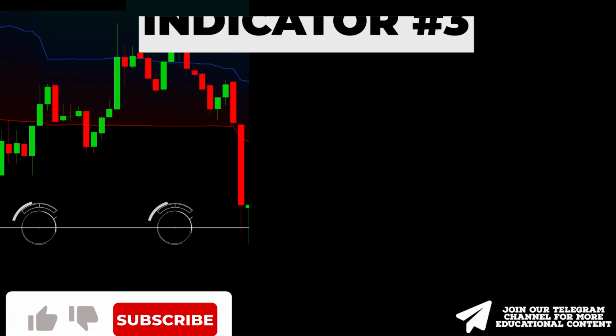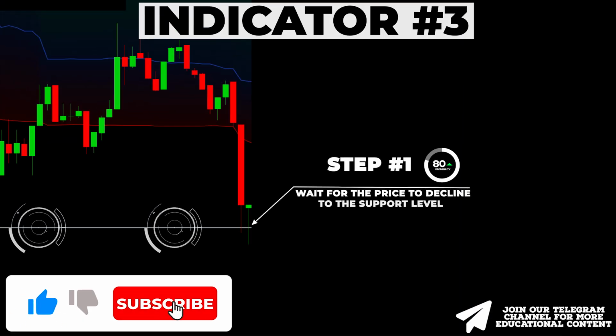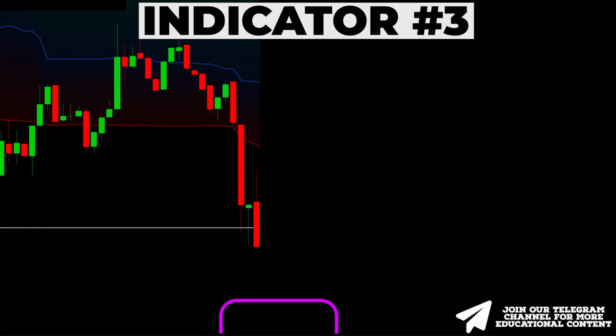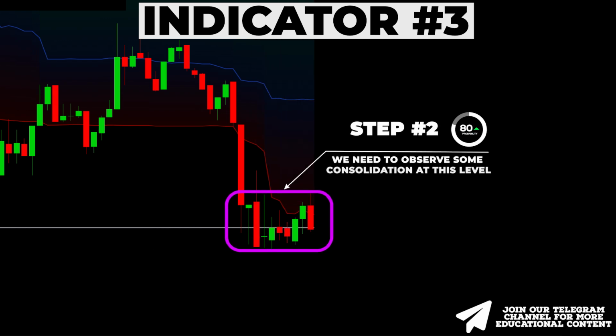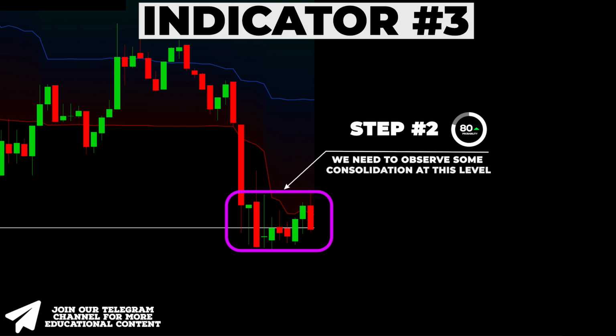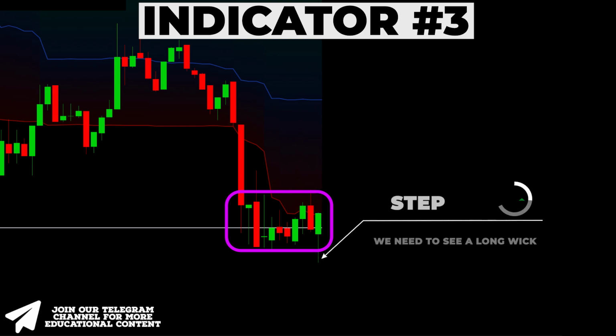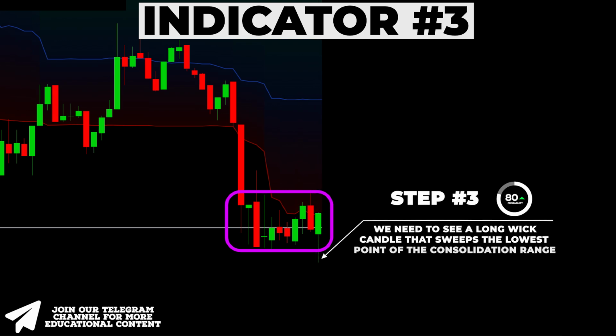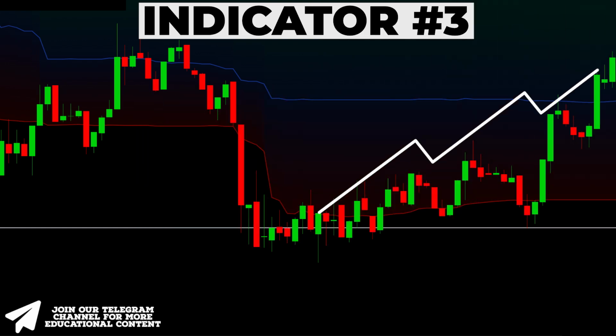In a bullish case, wait for the price to decline to the support level, indicated by the white line. Next, we need to see some consolidation at this level to confirm that the price is entering an accumulation phase. Finally, we need to observe a candle with a long wick that sweeps the lowest point of the consolidation range. Bingo! The price surged upwards significantly.